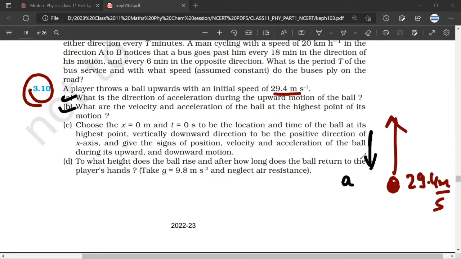What are the velocity and acceleration of the ball at the highest point of its motion? If this is the highest point, velocity would be 0, and acceleration would still be pointing down. Do we agree? Yeah. Choose x equal to 0 and t equal to 0 to be the location and time of the ball at its highest point. So x is equal to 0 and t is equal to 0 is this point.